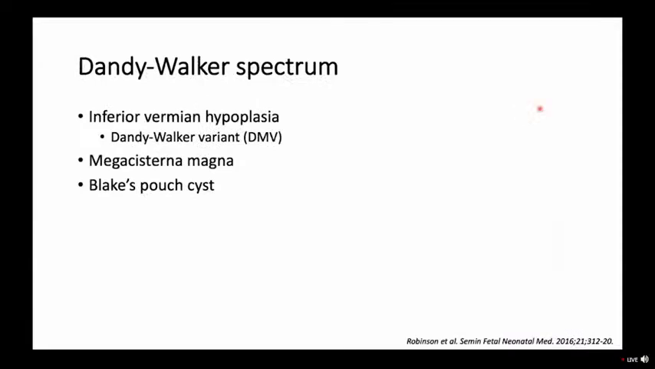What's the spectrum of Dandy Walker malformation? What are some other things that might get us confused that we see in the posterior fossa? Well, interestingly, there's something called just vermian hypoplasia. So maybe that vermis just develops incorrectly, but there's not a big cyst in the posterior fossa. Maybe the cerebellum and the vermis look completely normal, but there is a big enlargement of the cisterna magna called megacisterna magna. And maybe we just see a central little posterior cyst in the posterior fossa, and that's a Blake's pouch cyst.